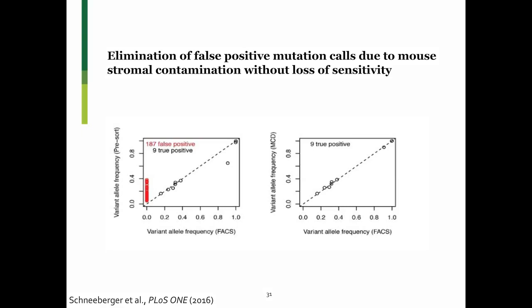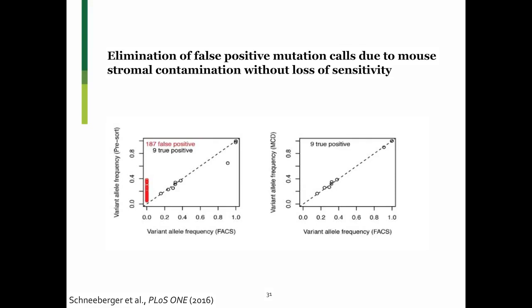This is in contrast to private mutations that are called only in the input, shown in red. They have essentially zero variant allele frequency in the FACS sample, which means they're not detected there, but they're detected in the input. These represent 187 false positive mutations in this one sample compared to 9 true positives. These false positive apparent mutations are really just mouse reads that are mapping partially to the human reference genome.